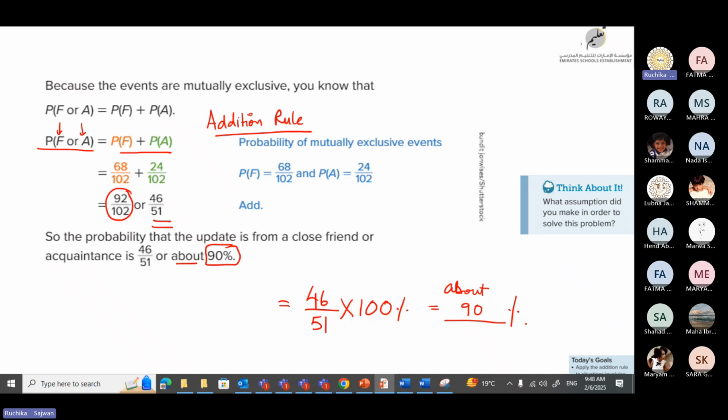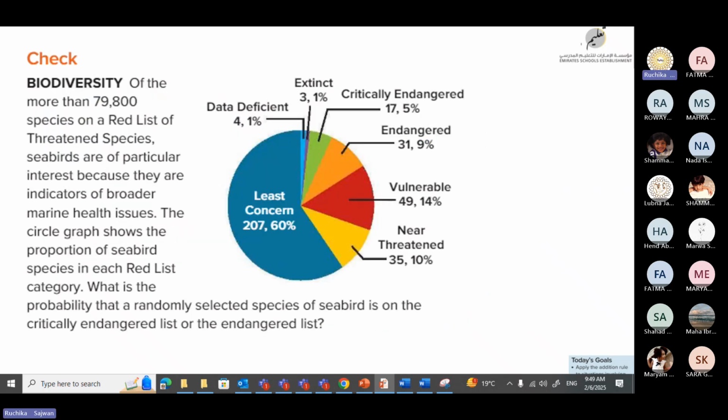So the most important thing here was to identify that the events are mutually exclusive and then to use this formula. What is this formula called? Addition rule. One question will come, so make sure you learn this rule. Okay, let's do one more practice. I'm going to give you a timer of 3 minutes to try this question and then we will discuss. Now, I want you to give me the answer in percentage.